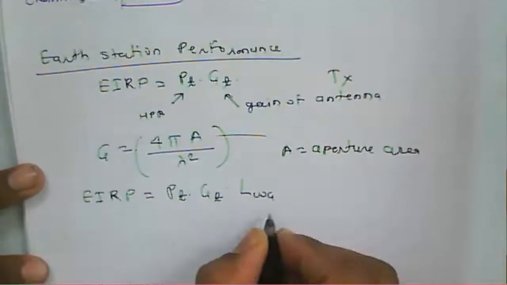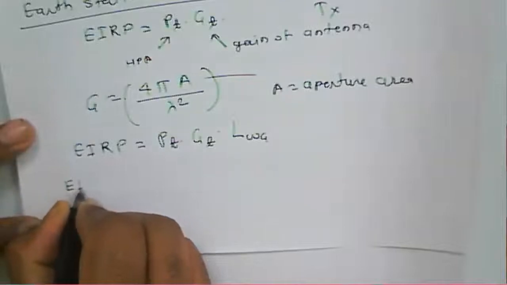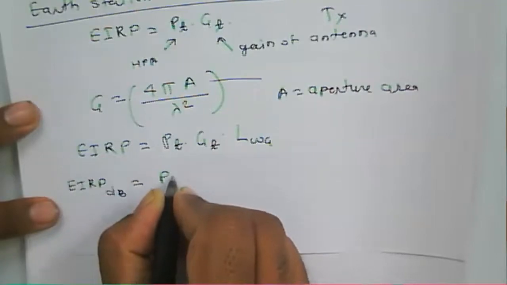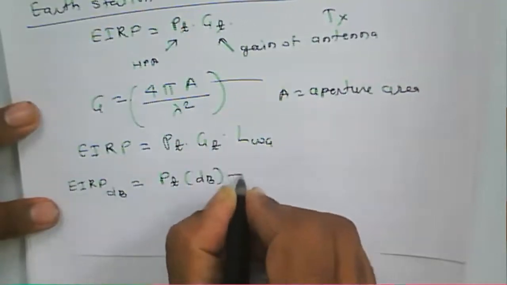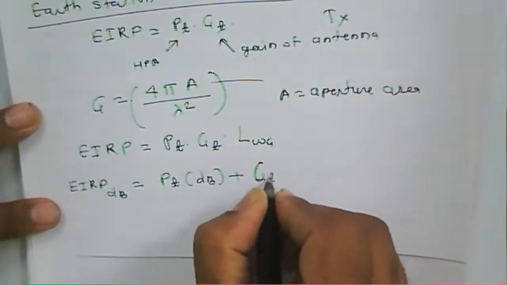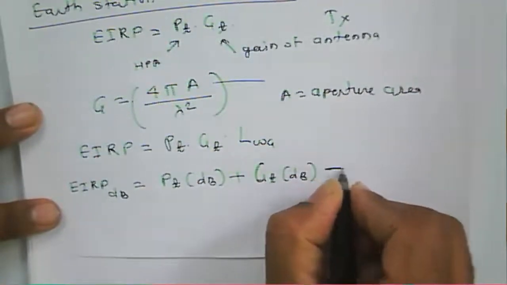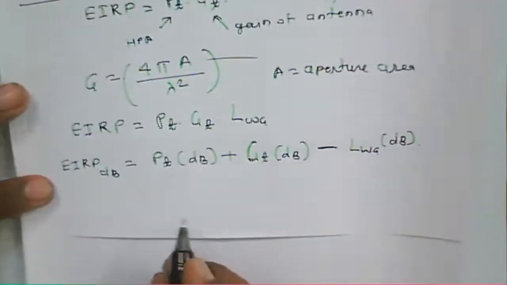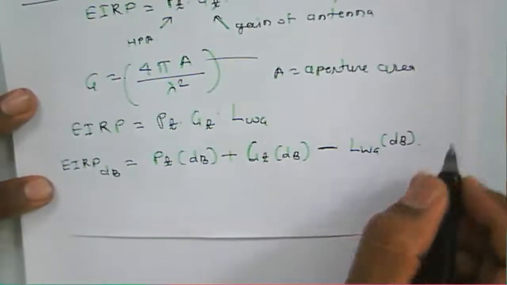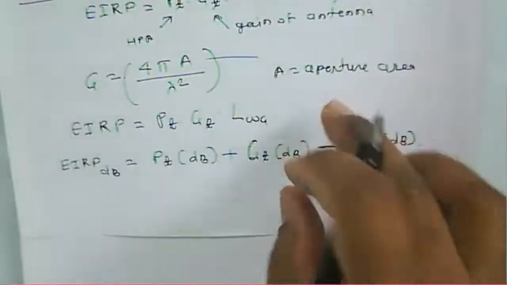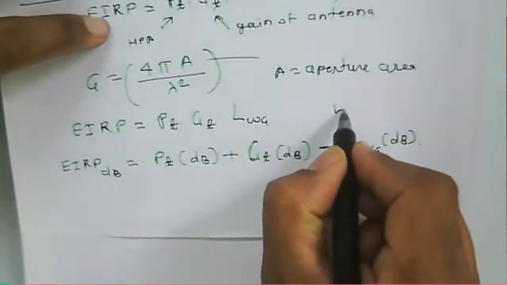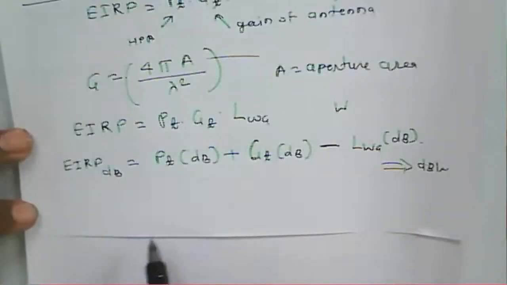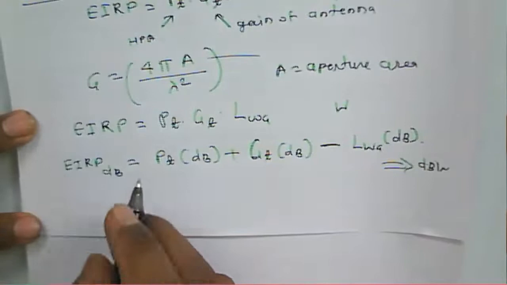So if you express it in terms of dB here, EIRP will be the transmitted power in dB plus the gain in dB minus the waveguide loss in dB. That is the output, and it is in dBW. So that is the total output. Here we can say it is in watts, so that's why we say dBW. That is about the transmitting side.